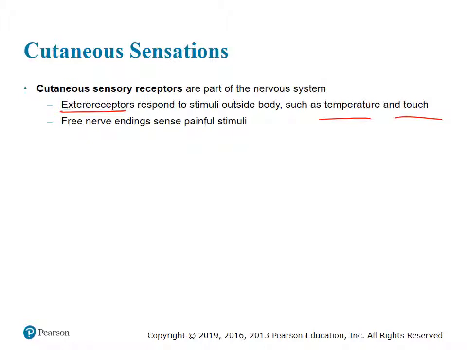External receptors. Free nerve endings will sense pain, right? A cut, puncture, pinch, too much pressure will kick off these nerve endings for pain. So we got pain there, we got temperature, and we got touch. That's all found in the skin. Those are receptors on the skin.